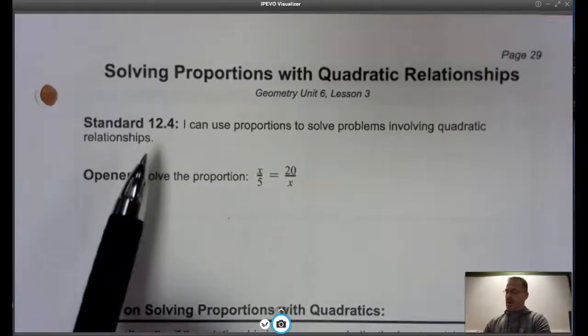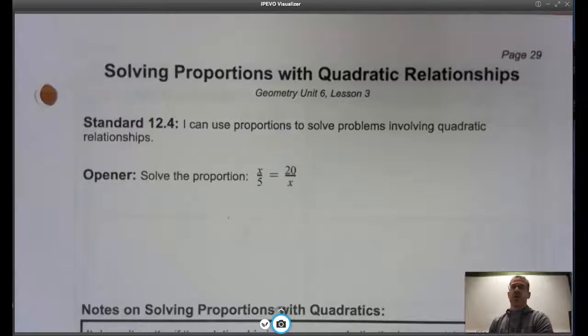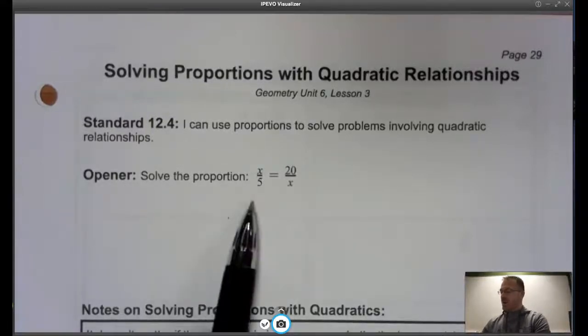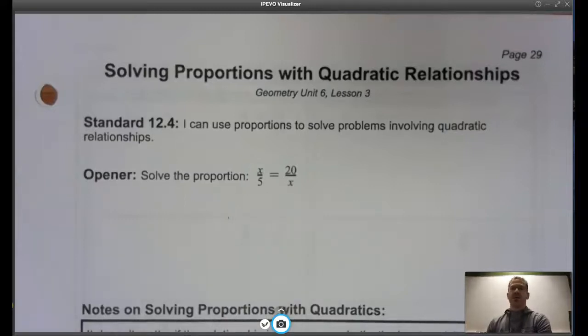So you can see that wraps up our standard 12 here. This is 12.4: I can use proportions to solve problems involving quadratic relationships. So to get you thinking a little bit about quadratics, go ahead and pause the video, do the opener, flip it back on, and we'll see how you did.